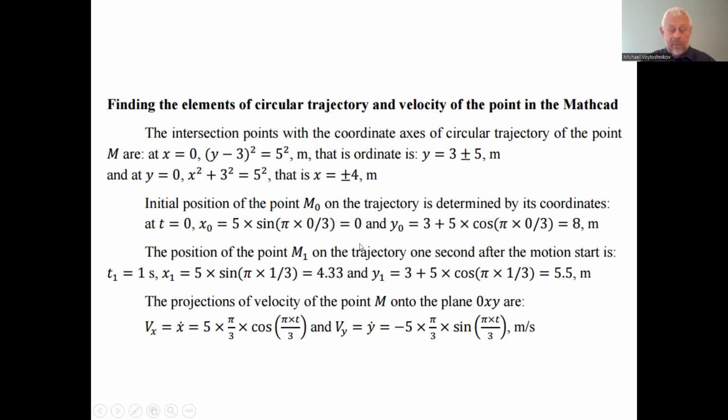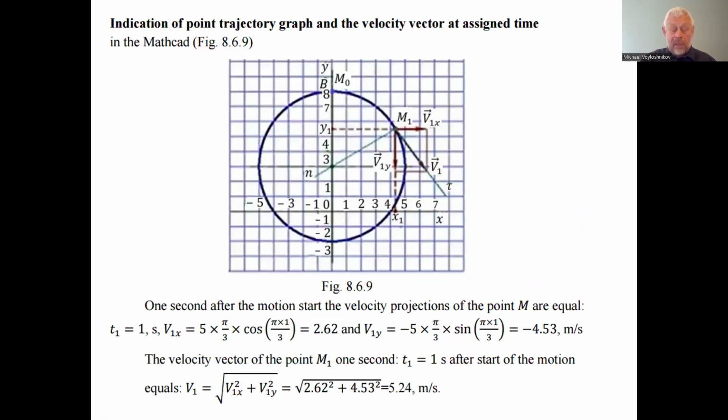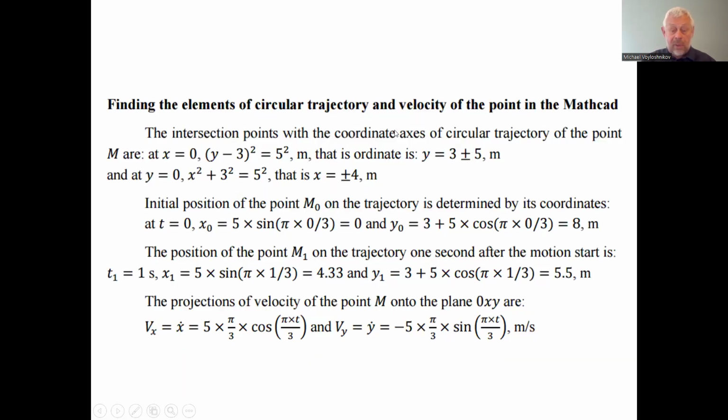The initial position of the point on the trajectory is determined by the coordinates at t equal to 0. We can substitute in this equation, and we can find the initial location of the point, the location we consider at the zero point when the time is 0. We can find that it is 0 and 8 meters.